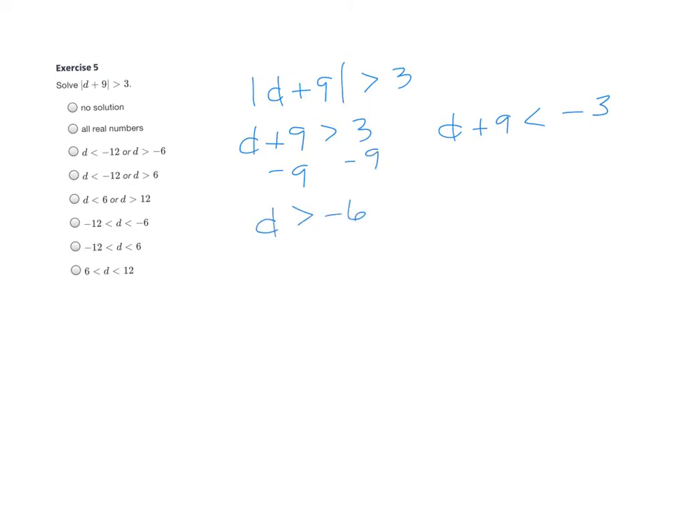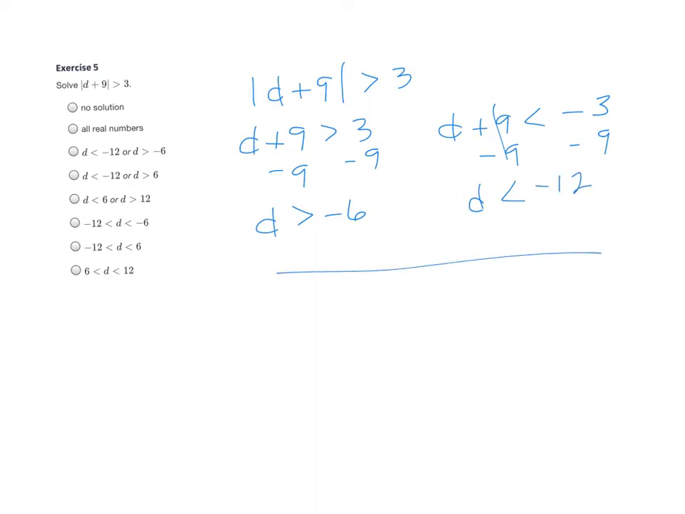Once again, on number 5, the absolute value of d plus 9 greater than 3. I know that this part is going to be positive. Can a positive be greater than 3? The answer is yes. So I'm going to have my two equations, d plus 9 greater than 3, d plus 9 less than negative 3. Minus 9 on both sides. D is greater than negative 6. Over here on the right side, minus 9, minus 9. D is less than negative 12.